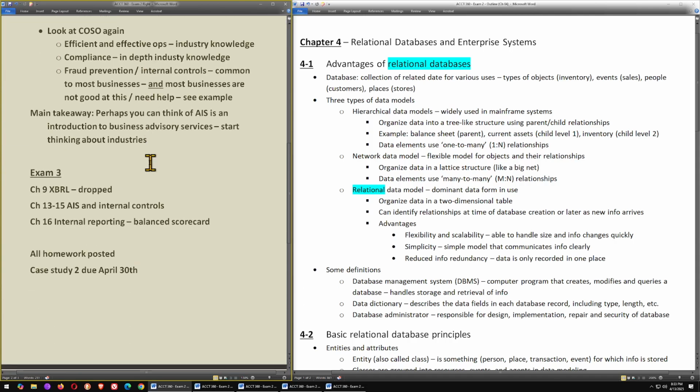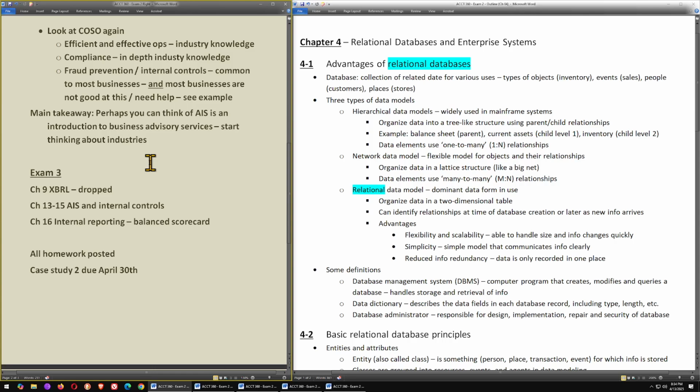And so as a beginning business advisory type activity, I think that's what this course really focuses on. It's easy to lose sight that you're learning some business advisory skills, but I think that's really what you're doing. So let's frame the chapters that we've taken away. My main takeaway is perhaps you can think of AIS as an introduction to business advisory services, and you need to start thinking about industries if you're going to go down this path.